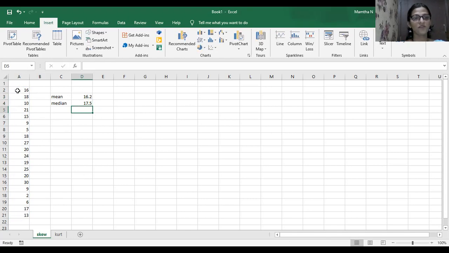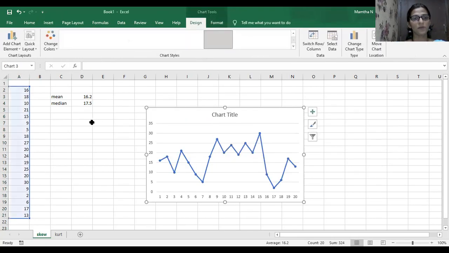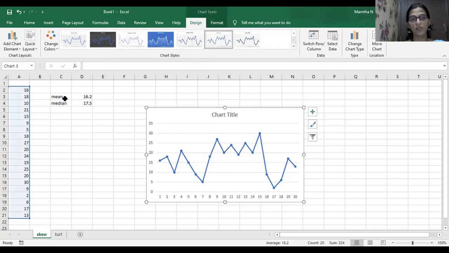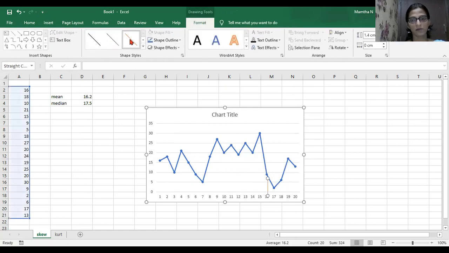Now we should plot a line graph for this data set. You should go to the insert menu, then go to line graph. Now, let us mark the mean and median on the graph. Mean is 16.2, maybe around here. This is the mean. And the median is 17.5. That may be around this.